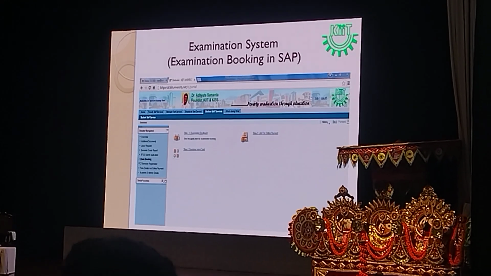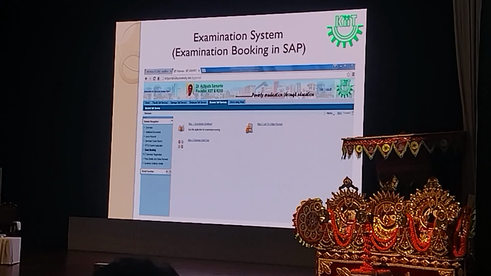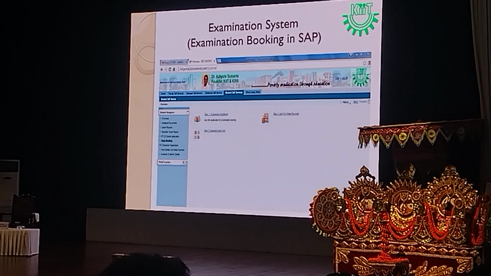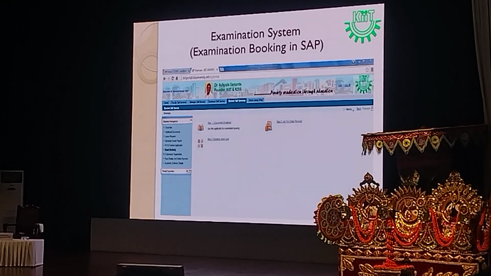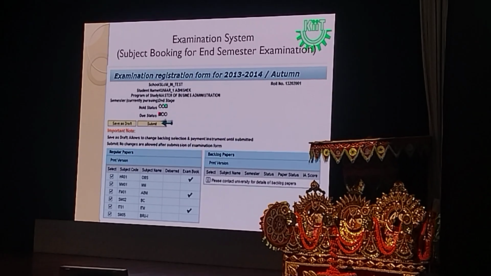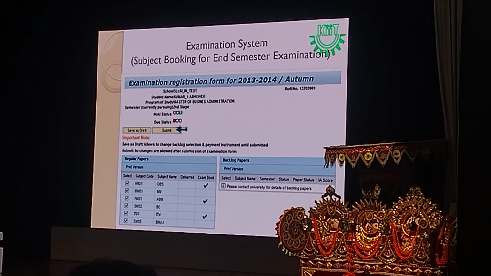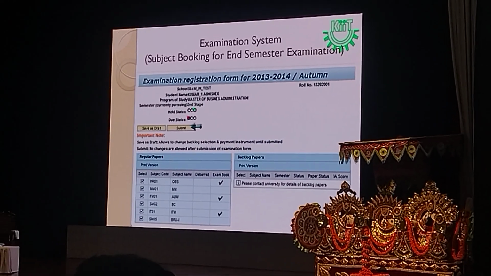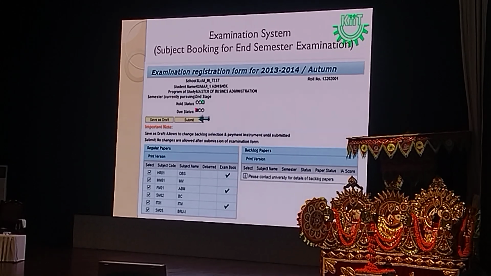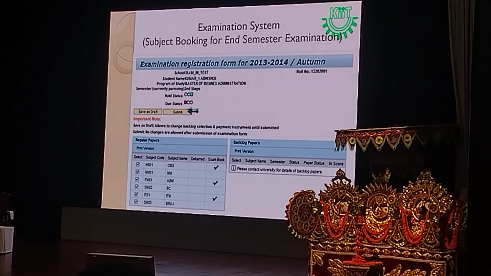Related to examination, the most important activity is examination enrollment. Examination enrollment means that before the end semester examination, a student has to enroll for the end semester examination. So there you will get a screen like this, where on the left hand side you will have all the regular subjects that you have studied in the last semester, for which you are trying to register. All the left hand side subjects are compulsory. They will be automatically ticked. That you have to appear.